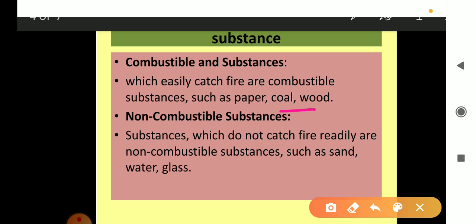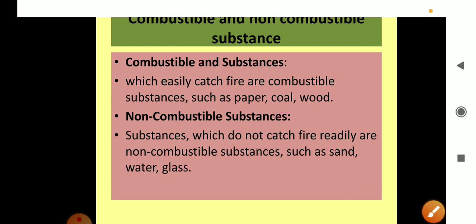Now next is the non-combustible substances. The substances which do not catch fire in the presence of air are called non-combustible substances. For example, sand, glass, water. These all are non-combustible substances.